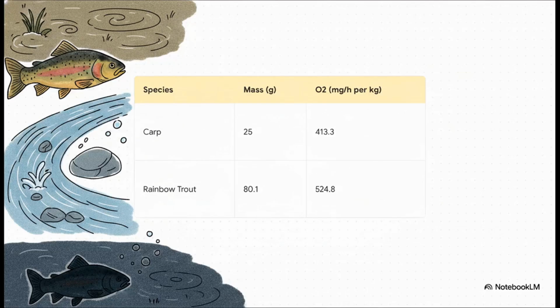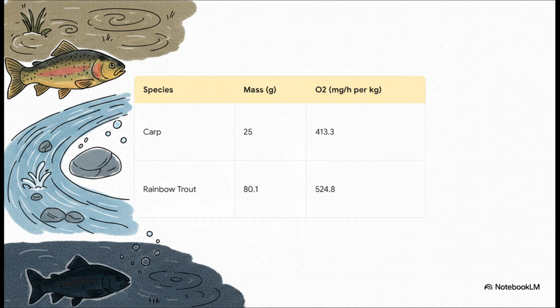First, let's look at how vastly different oxygen needs can actually be. On one hand, you have the rainbow trout, which consumes a massive 524.8 milligrams of oxygen per hour for every kilogram of body weight. Because of this, the trout needs cold, highly oxygenated, fast-moving mountain streams just to survive.